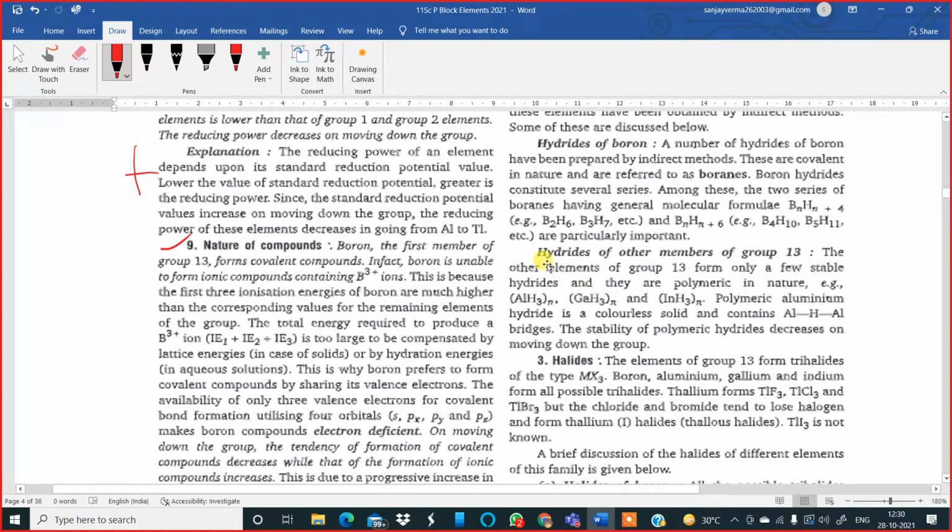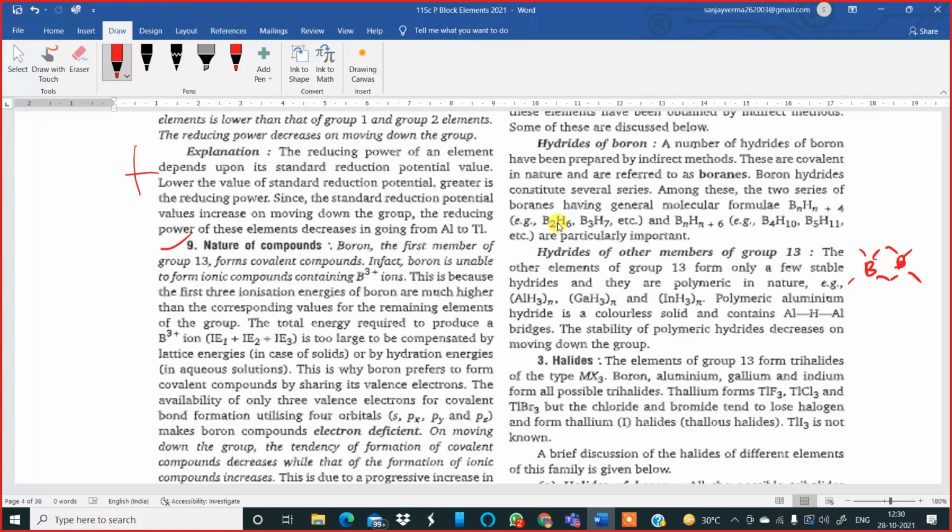So we can see the hydrides of other members of group 13. The other elements of group 13 form only a few stable hydrides and they are polymeric in nature. Whereas if you talk about hydrides of boron, which are more important, B2H6 is a very important compound, a hydride of boron. It has a very nice structure: two atoms of boron connected like this, and there are hydrogens all around it, six hydrogens around the two boron atoms.